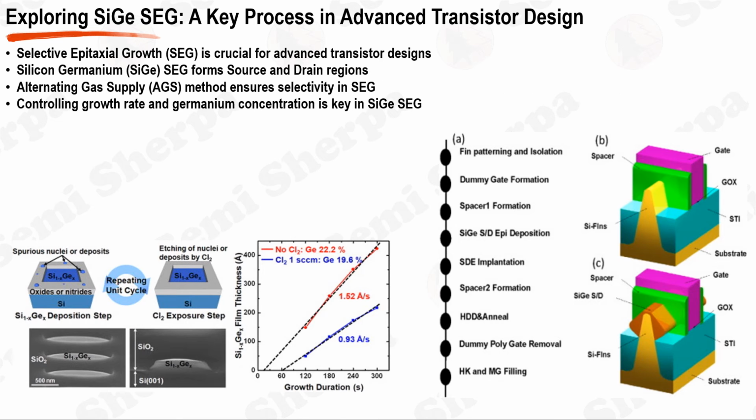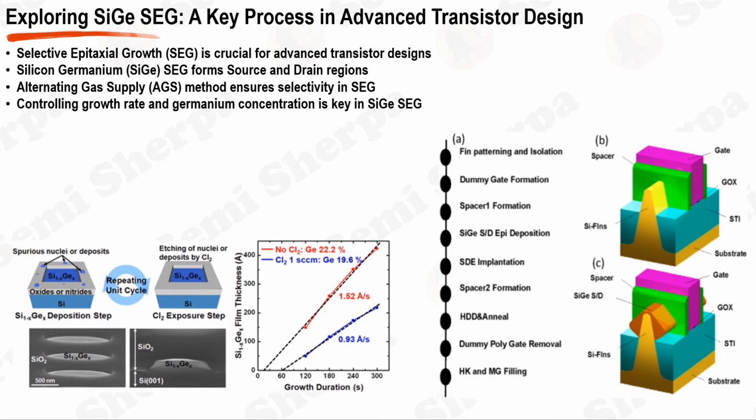Selective epitaxial growth, SiGe, is a crucial technique in modern semiconductor manufacturing, and a prime example of its usage is the formation of source and drain regions using silicon germanium, SiGe, in advanced transistor designs. The process begins with the definition of source and drain regions on a silicon substrate, typically through lithographic patterning followed by etching. Once these regions are defined, they act as the growth windows for the subsequent SiGe process.